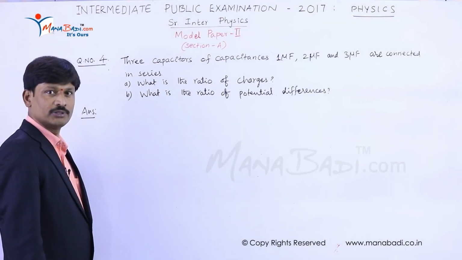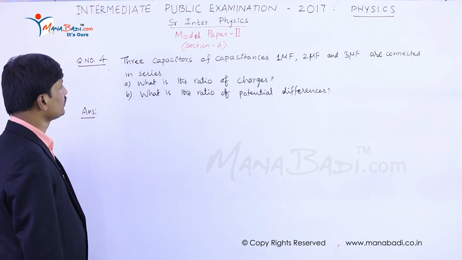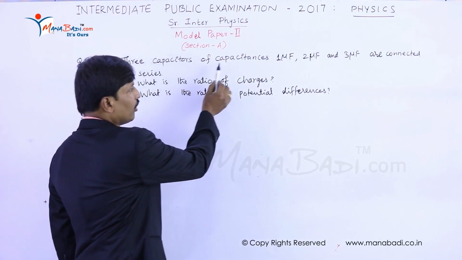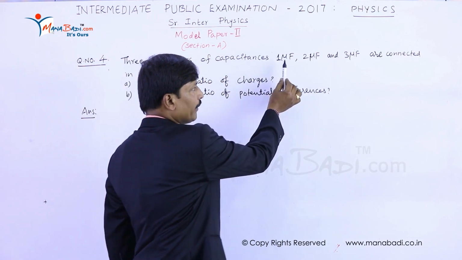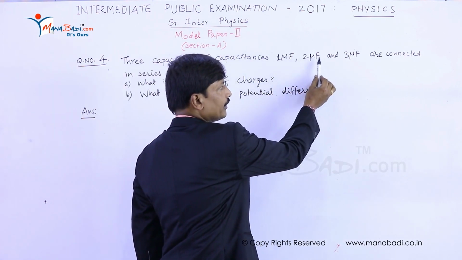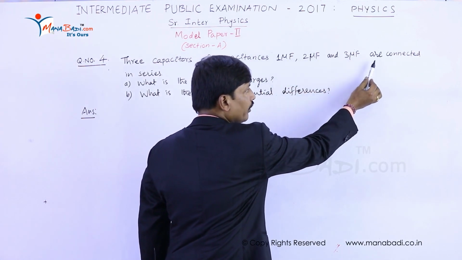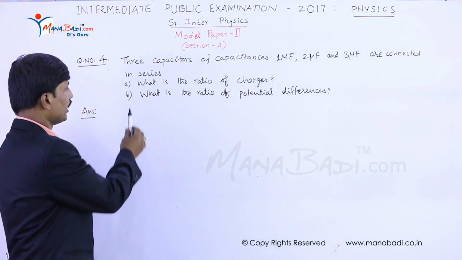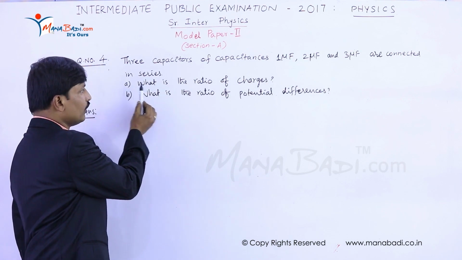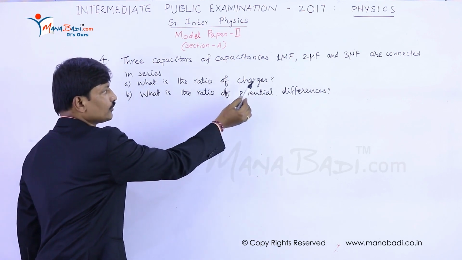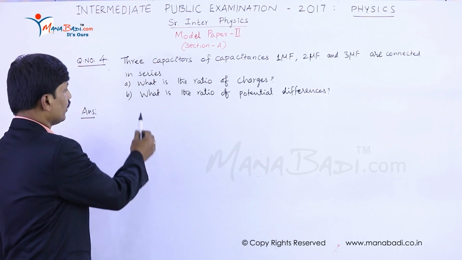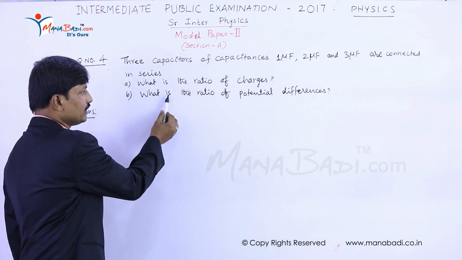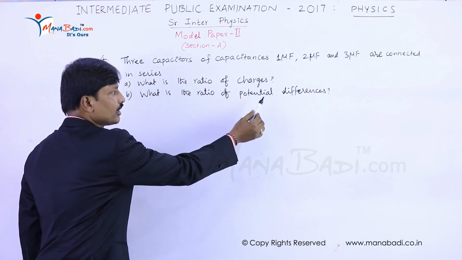Now, question number 4. The question is, 3 capacitors of capacitances 1 microfarad, 2 microfarad and 3 microfarad are connected in series. Then, question number 1, what is the ratio of charges? Number 2, what is the ratio of potential differences?